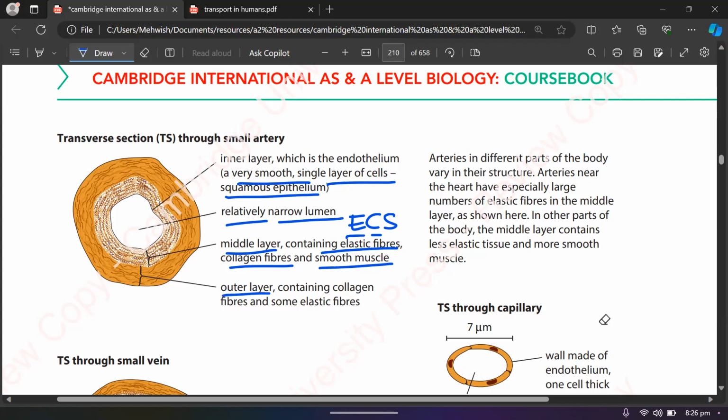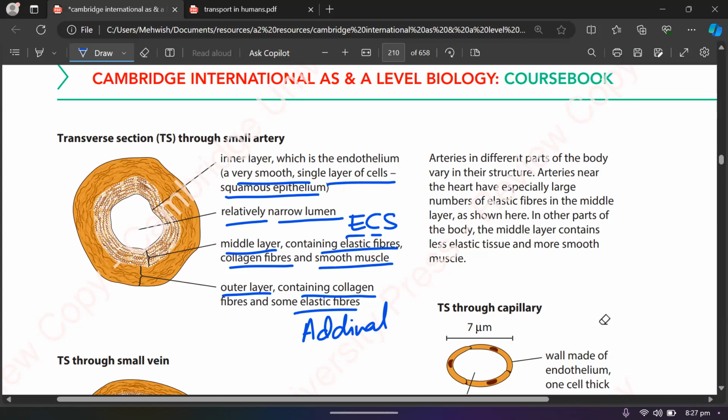The outermost layer, the tunica externa, basically contains collagen, that is a protein, collagen fibers, and elastic fibers, right? They have additional elastic fibers. Why are these additional elastic fibers present here? So that they can provide more flexibility, because the pressure is too high in some of the arteries like aorta. Aorta is the biggest artery of our body, and aorta basically has to resist the maximum pressure, right?